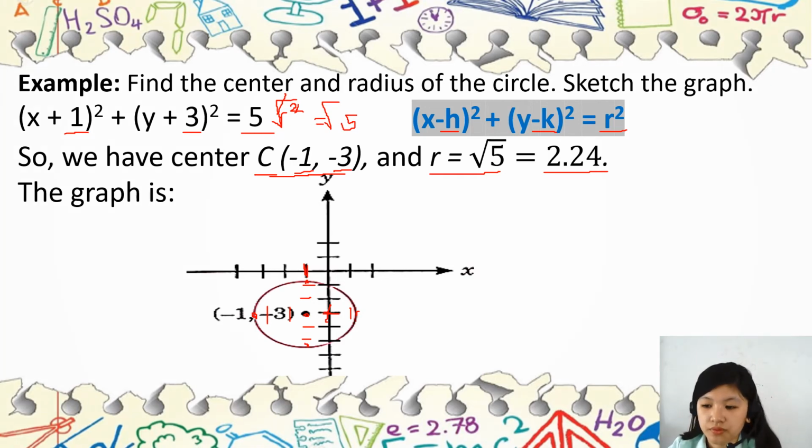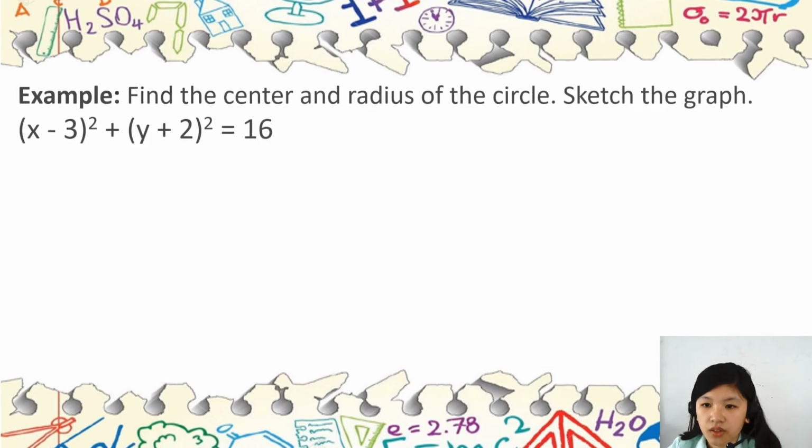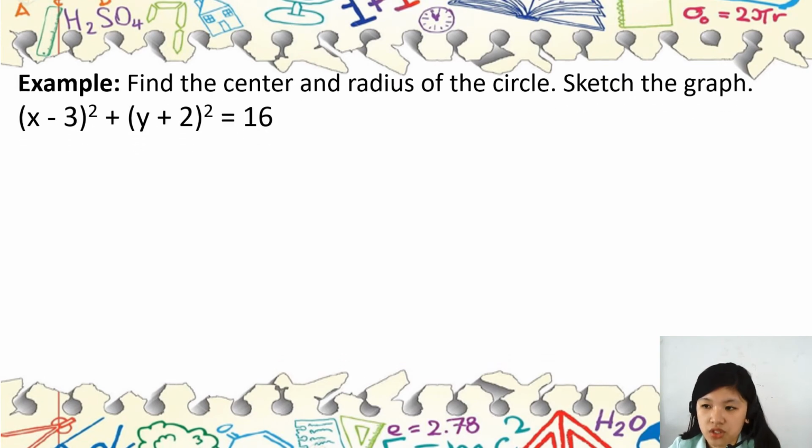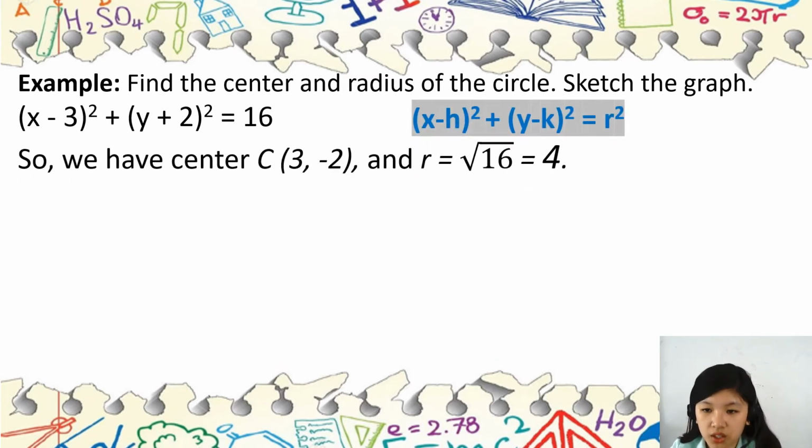Next, find the center and the radius of the circle, then sketch the graph. We have (x minus 3) squared plus (y plus 2) squared equals 16. Using the formula again, we take the opposite of negative 3, which is positive 3, then the opposite of positive 2, which is negative 2. Then, since r squared equals 16, we square root both sides, so r equals square root of 16, and the value of square root of 16 is 4.